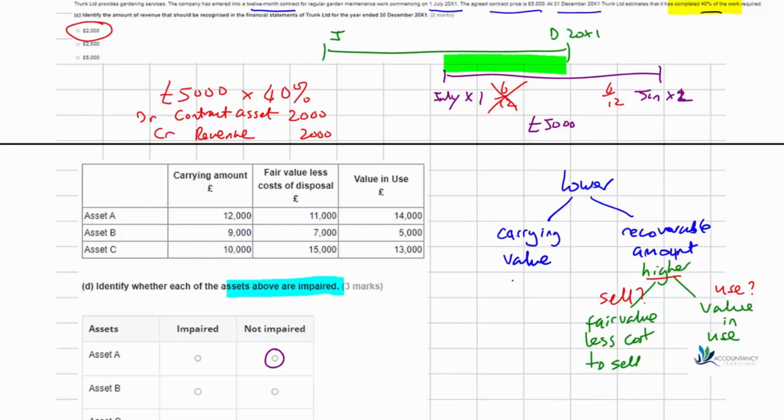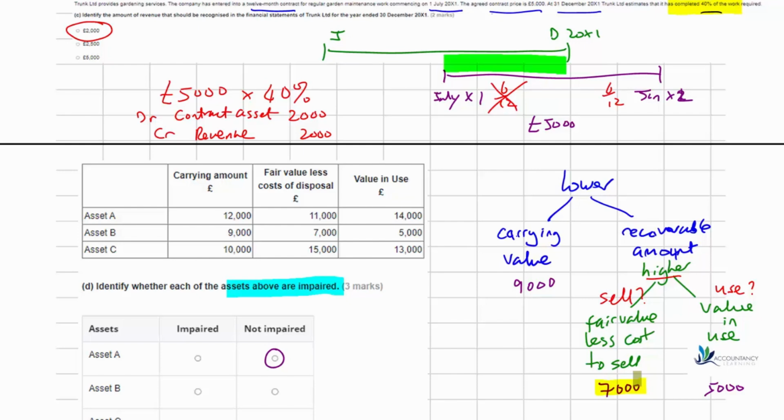So let's consider asset B now. Asset B has a number in the accounts of 9,000. Potentially it's damaged, and if we sell it, we could earn 7,000 from selling it. And if we carry on using it, we would earn 5,000. So what should we choose to do? Commercially, we should sell it because we'd make more money by selling it than carrying on using it. So that's its recoverable amount. That's the maximum we could earn from this asset.